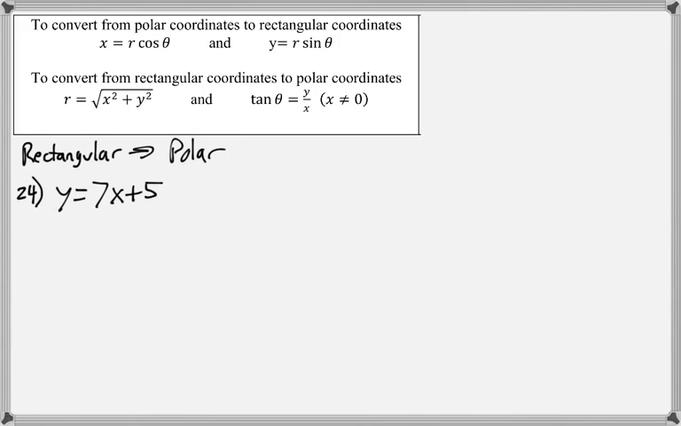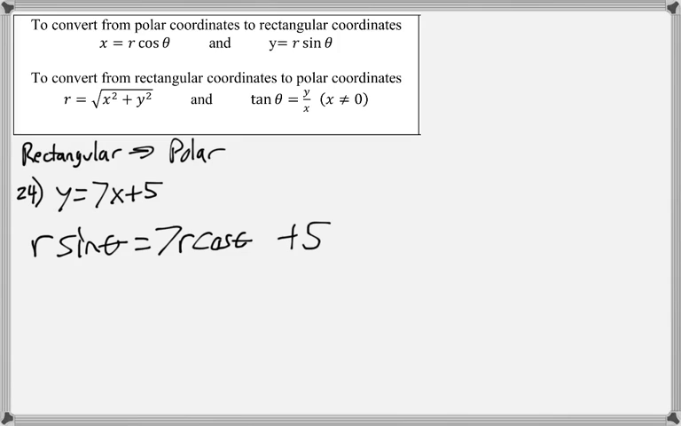Question 24, I'm trying to convert the rectangular form into polar form. So anywhere I see an x, I want to replace it with r cosine theta. Anywhere I see a y, I want to replace it with r sine theta. R sine of theta is equal to 7 times r cosine of theta, and then I have a plus 5 here.